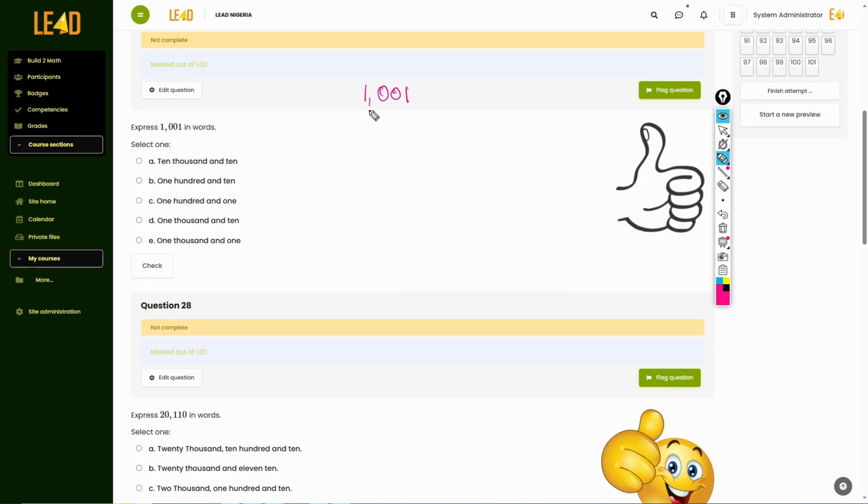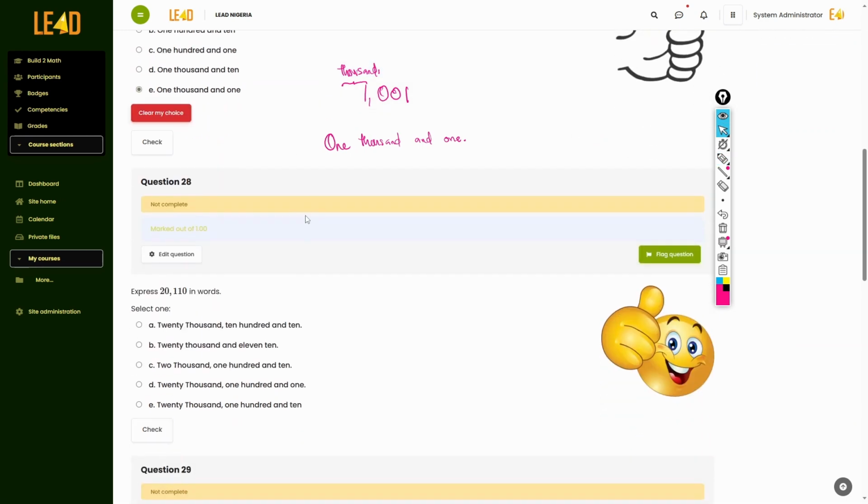Express 1001 in words. So this is 1000, because this is the thousand space. So this is 1000 and 1. 1001. That's E. Option E is correct.